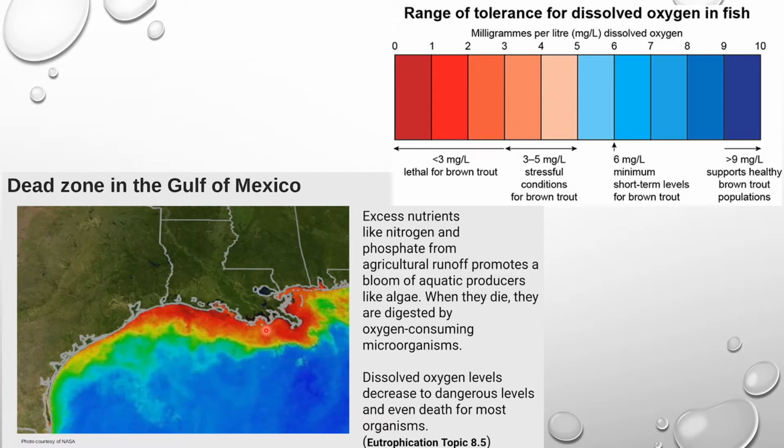Well, this is what we know. We know that if we have really high amounts of nutrients here, it correlates to a lot of dead things. And we know that if we have lower amounts of nutrients here, it correlates to higher dissolved oxygen, which means more living things. So nutrients and dissolved oxygen seem to be related.